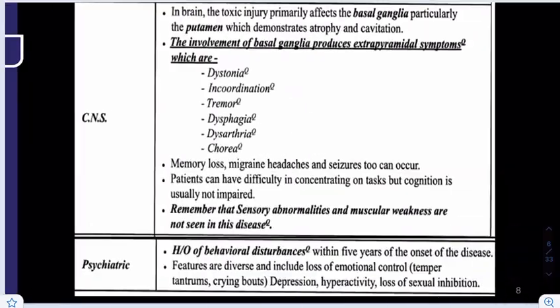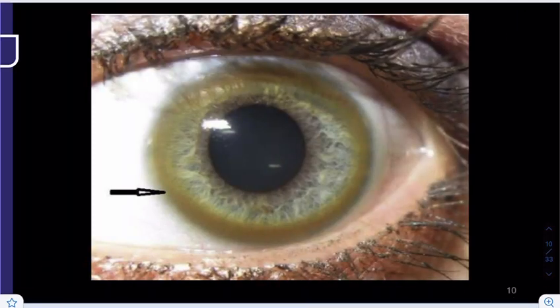Now, this is your Descemet's membrane within the cornea, right? Which is the golden brown discoloration in the Descemet's membrane of the cornea, which is nothing but your KF ring. Then how will you diagnose Wilson's disease? Remember, the KF ring is present in almost 99% of the patients. But the gold standard for the diagnosis is the liver biopsy. So when you do a liver biopsy, that will show you the presence of the copper. So the quantitative copper assay should be done within the liver biopsy.